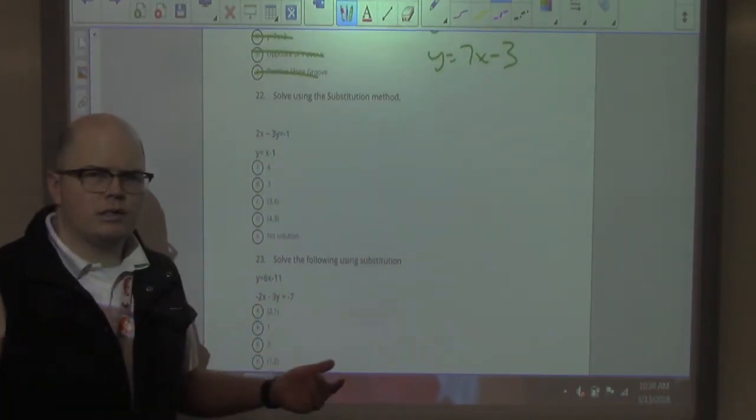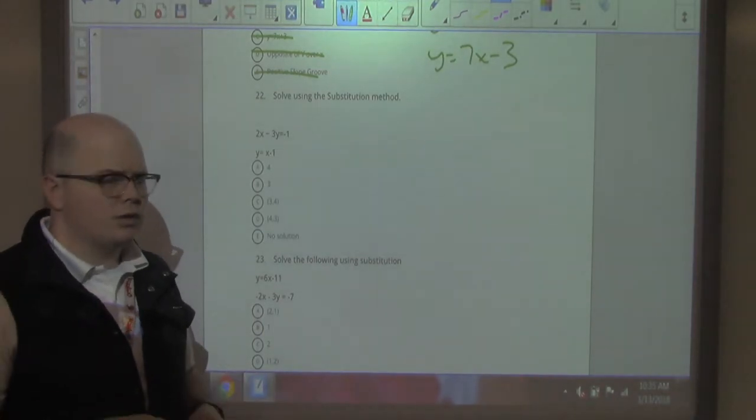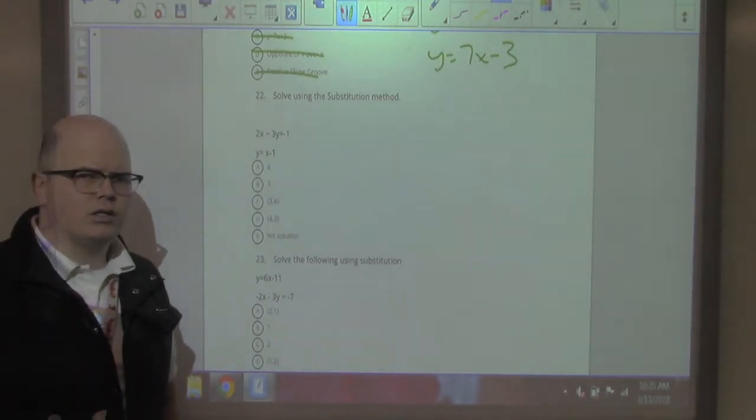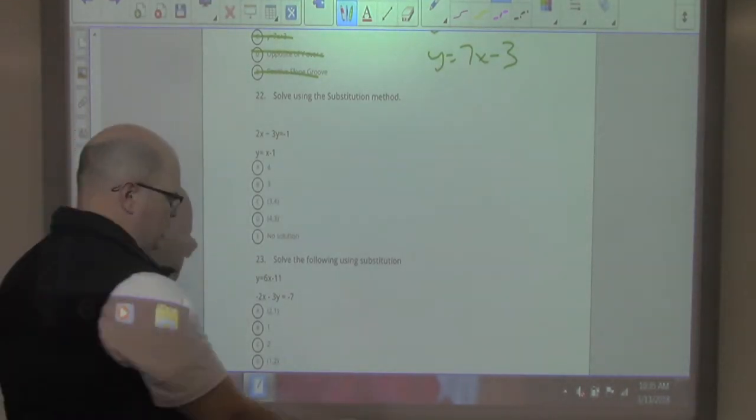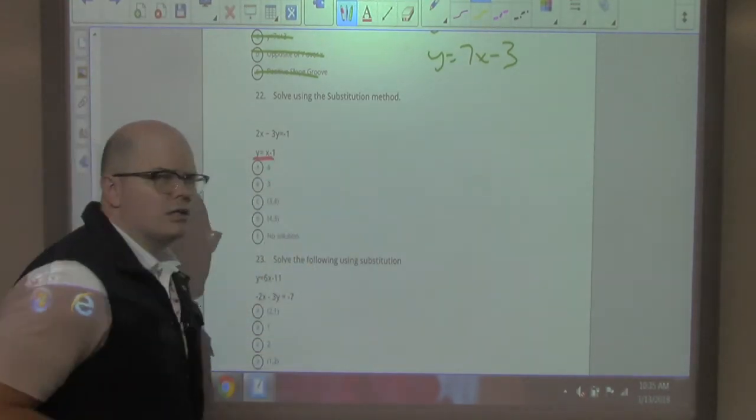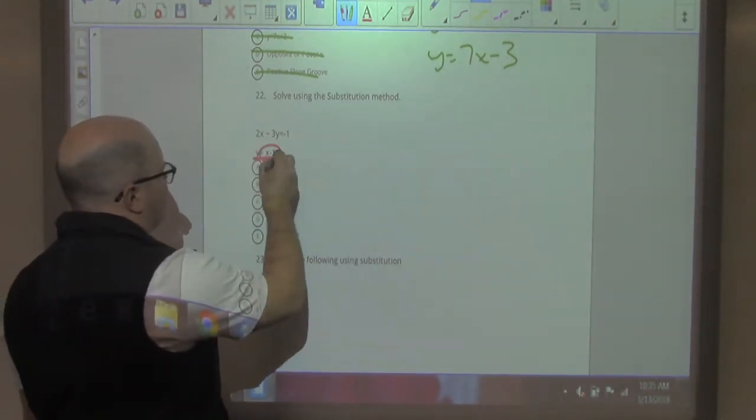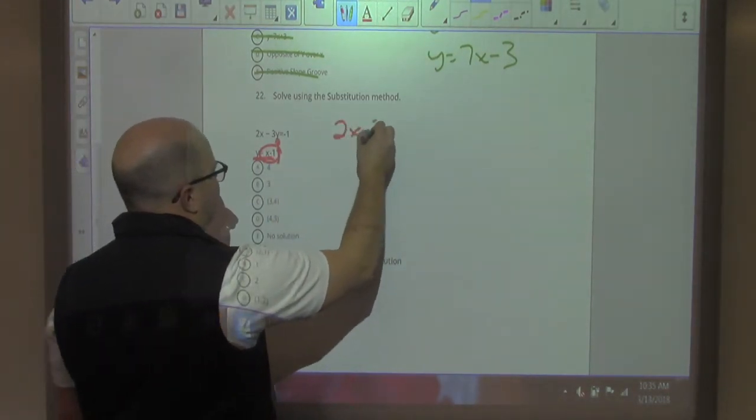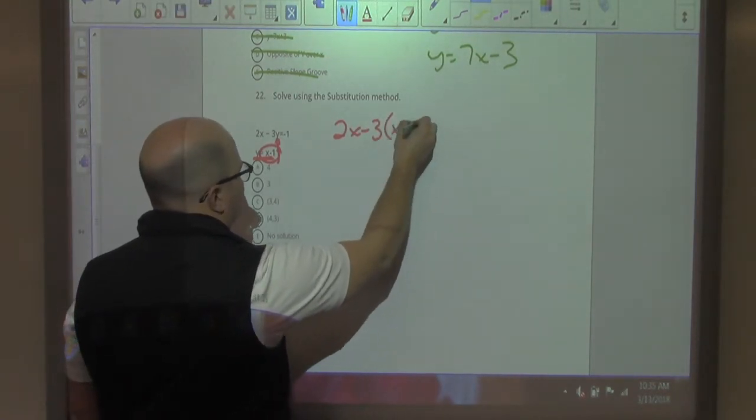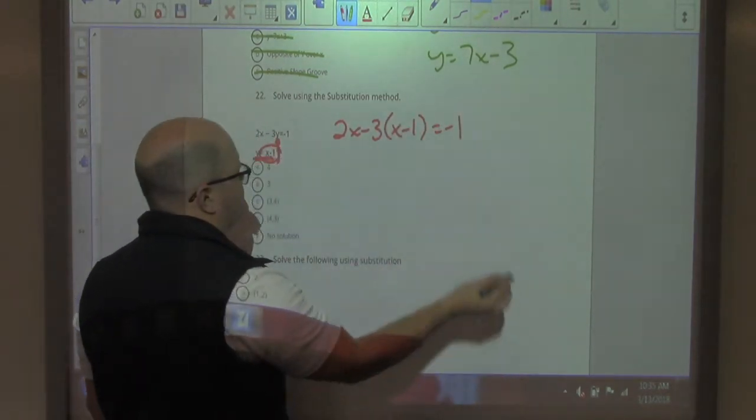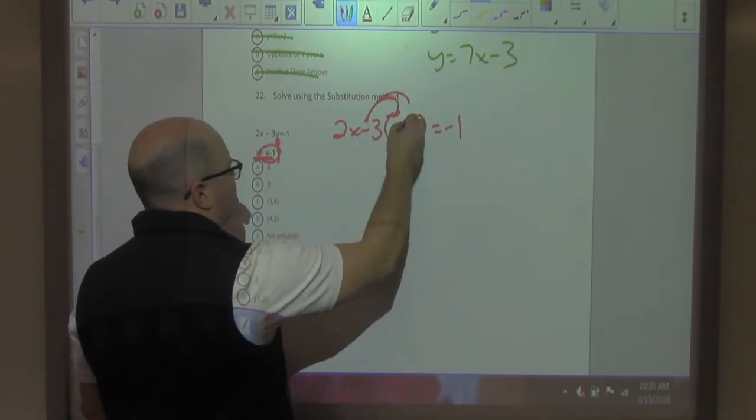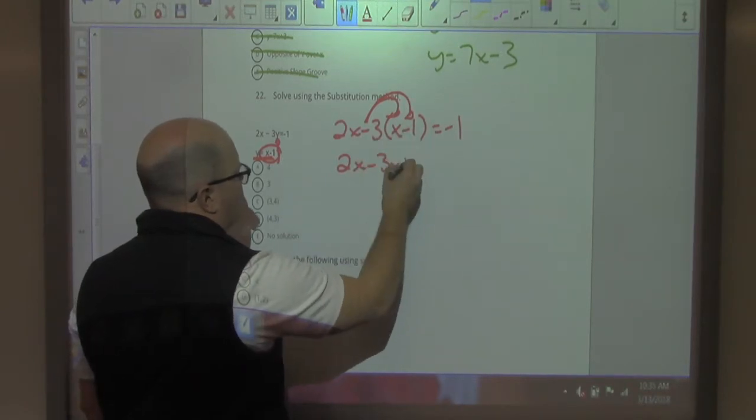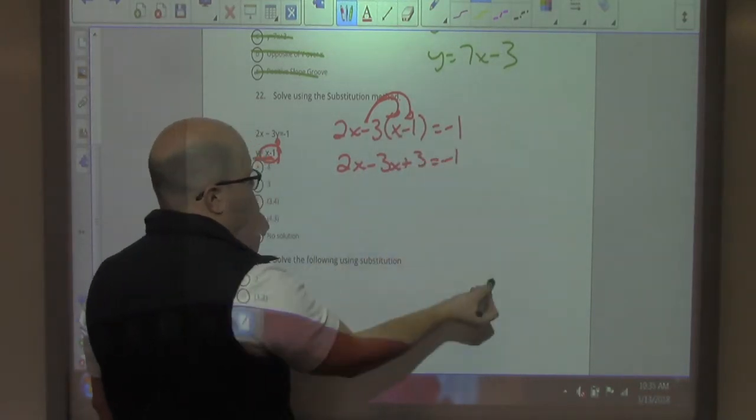This is one of the tougher ones, solved using the substitution method. It was also one of the ones we went over in class with our notes. So remember, to solve a substitution, all you have to do is find one equation that says what y is equal to. In this case, this equation right here is telling me what y is equal to. So I'm going to take this and plug it in to my y value. So I'm going to have 2x minus 3(x minus 1) equals -1. Going to distribute my -3 into my parentheses. So now I have 2x minus 3x plus 3 equals -1.